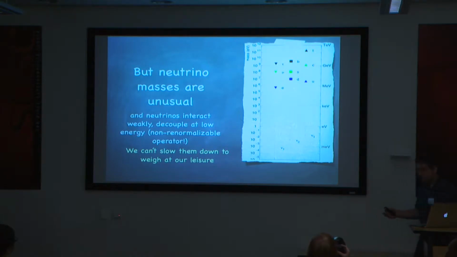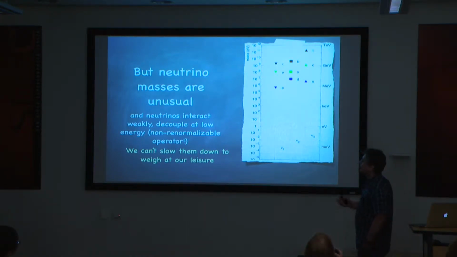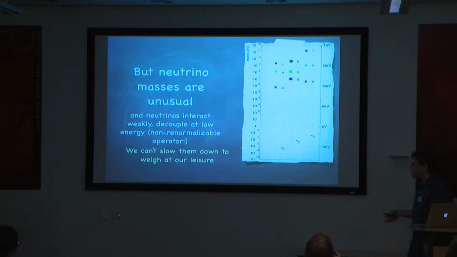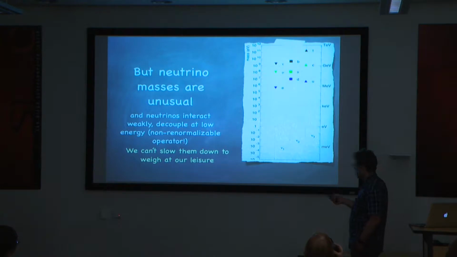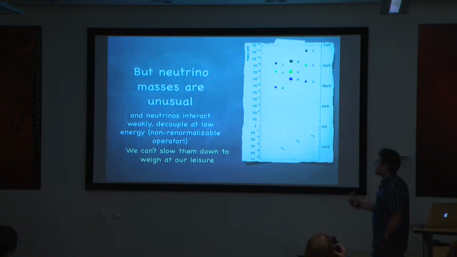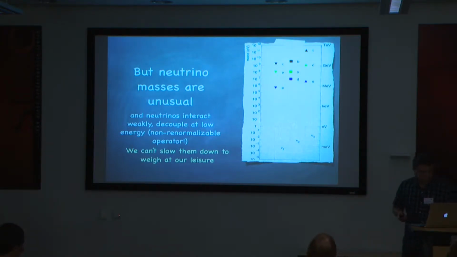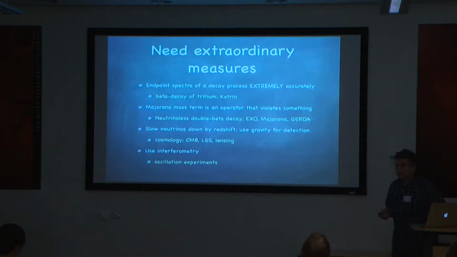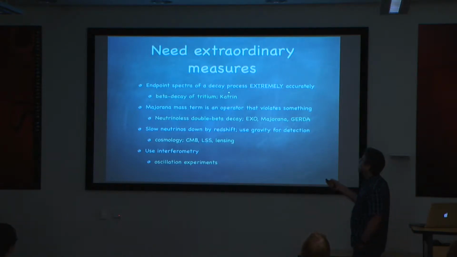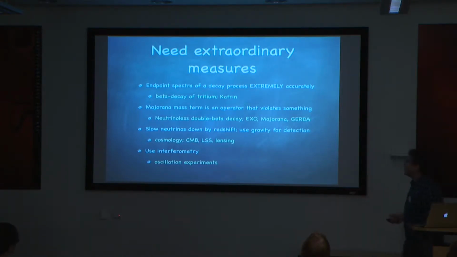So for all other particles, we can slow them down and measure them in some precision experiment. Well, in the case of the top quark, for example, we don't slow them down, but we look at the branching ratios and construct the energy. For neutrinos, they're stable, so in principle, we would want to slow them down and measure, but we cannot easily do that because they become more and more weakly coupled. And so then we need extraordinary measures. And there is a list of a few basic ideas for these extraordinary measures.